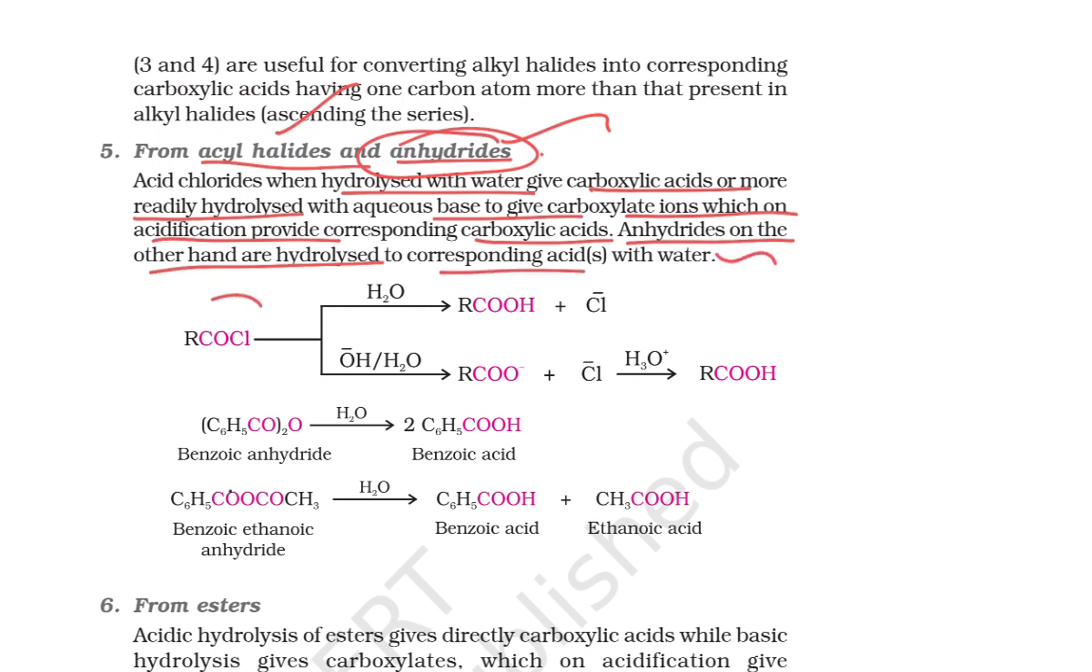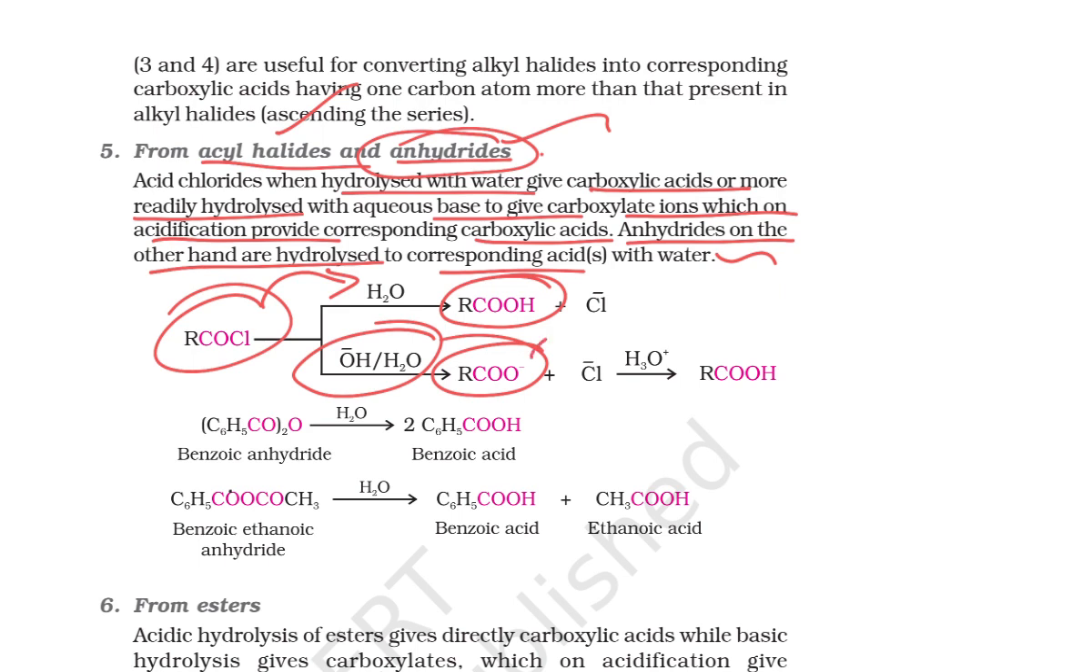Clear? So this acid halide, when we hydrolyze, at that time we will get the acid, but in presence of base, at that time we will get the carboxylate ion. This carboxylate ion is further hydrolyzed in order to get the carboxylic acid. So in this reaction, any one reaction I will explain to you. I will take the first one.